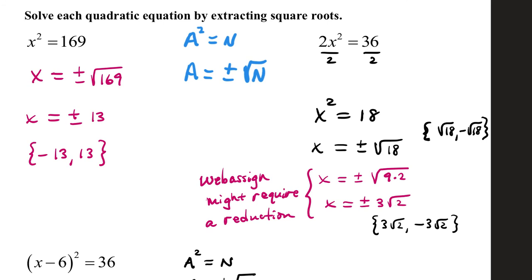Don't forget the plus minus. That preserves the fact that there's two solutions. So these two answers are just fine. Square root of 18 and negative square root of 18, those are totally okay. If WebAssign makes you reduce, then what they're expecting is 3 square root of 2 and negative 3 square root of 2.